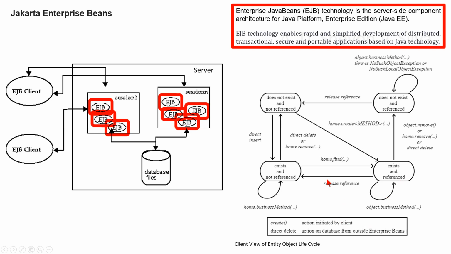The entity object does not exist until it is created. Until it is created, it has no identity. After it is created, it has identity. A client creates an entity object using entity bean's home interface, whose class is implemented by the container. When a client creates an entity object, the client obtains a reference to the newly created entity object.